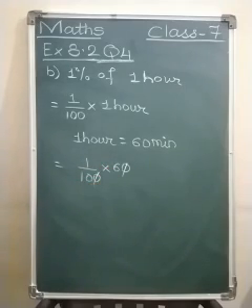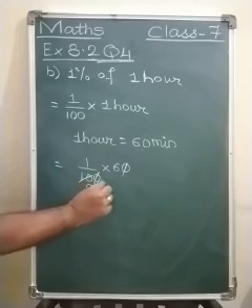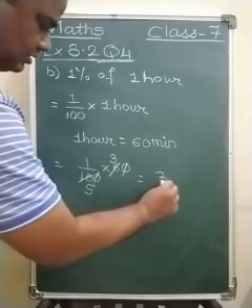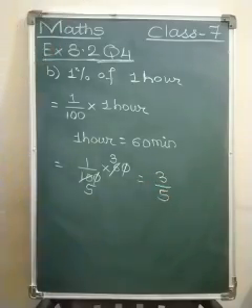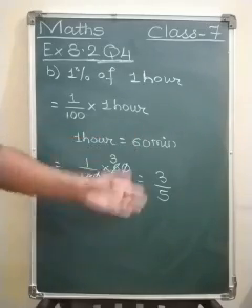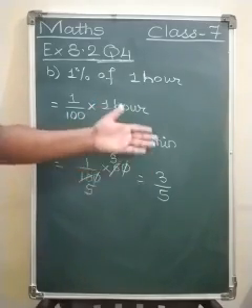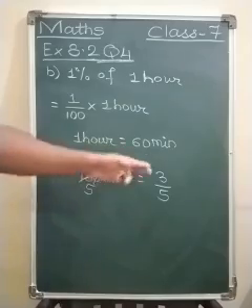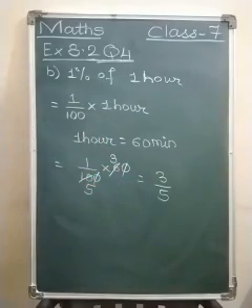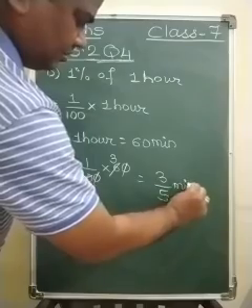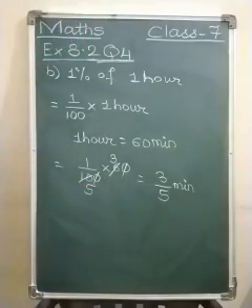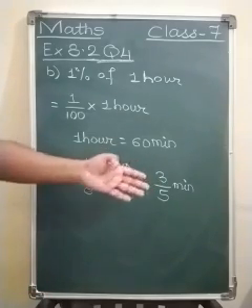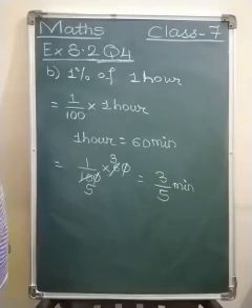This and this get cancelled. 2 5s are 10, 2 3s are 6. So this equals to 3 upon 5. You can leave your answer here also and just keep it like that. Just check at the last what answer they have given. So I think this should be the answer, 3 upon 5 minutes. Or you can convert this into a decimal number also, and you can proceed in that way also.